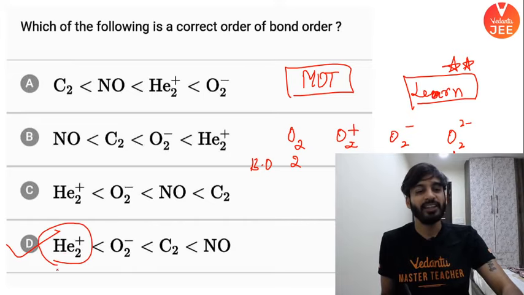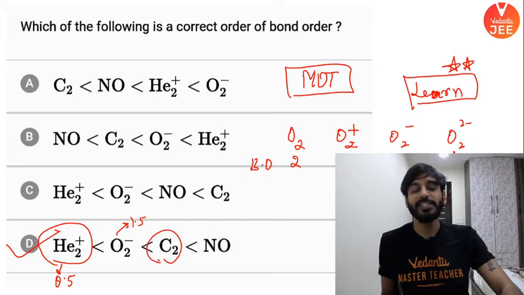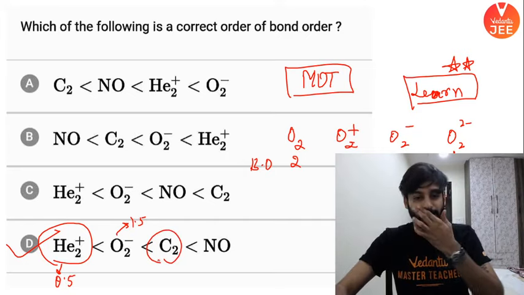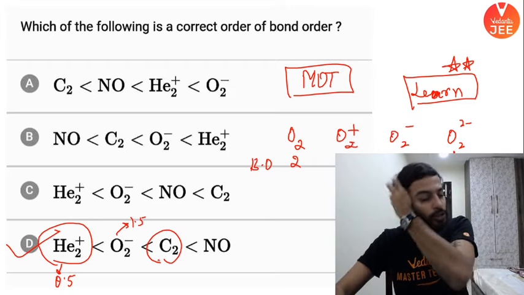Okay, He2 plus, I think very easily you can find the bond order will come around 0.5 by using molecular orbital theory, right? 0.5. O2 minus, beta, just now I told what is the order, 1.5. Okay? C2 you can easily find just like that. C2 will also come as 2.